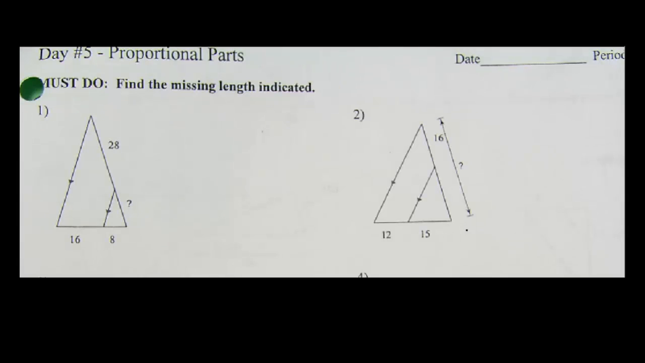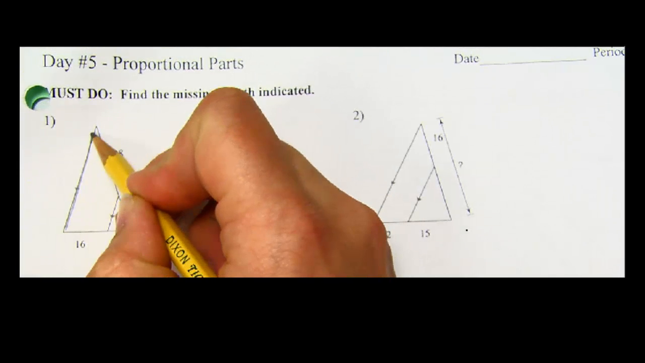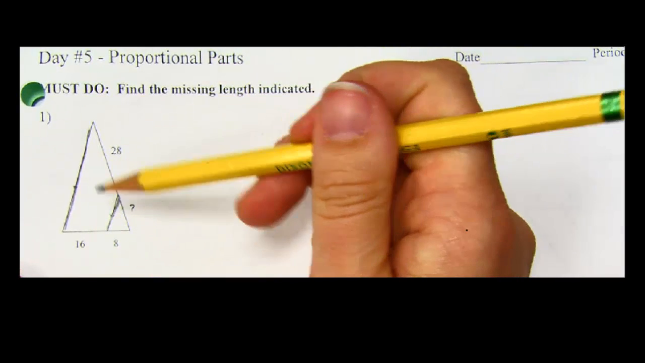Okay, for the examples from your packet, what I'm going to do are the first two problems on day 5 with you. One is easy and the second one is a little bit harder, but I wanted you to see both. So remember that when you are given that you have two sides of a triangle that are parallel, what that does is it breaks them into proportional parts.